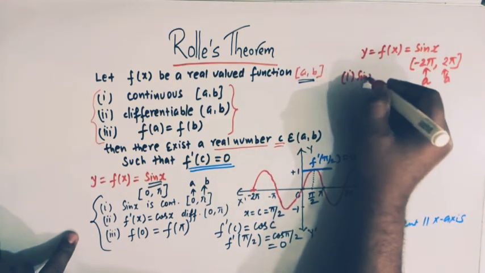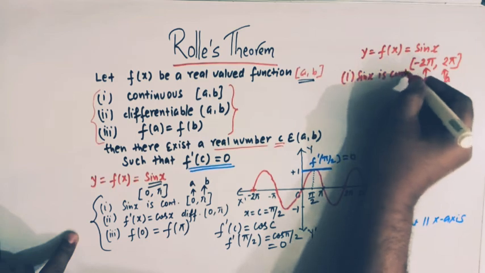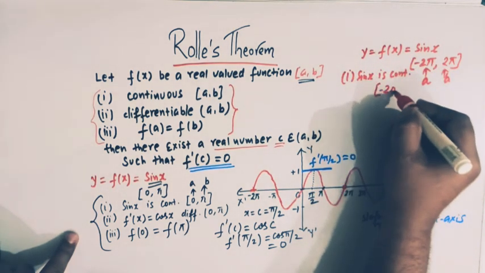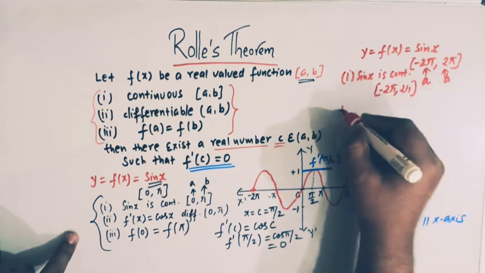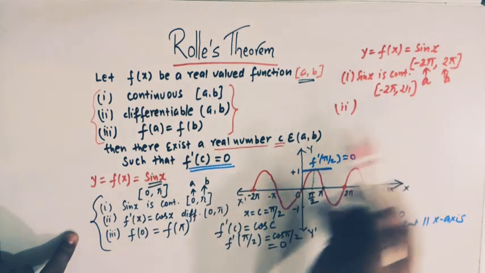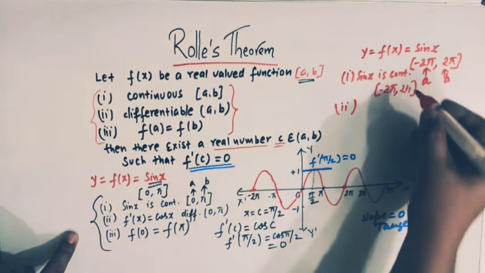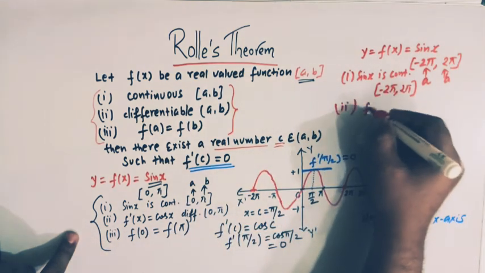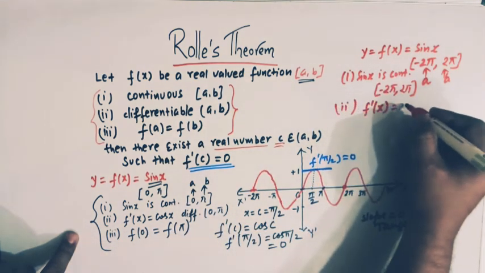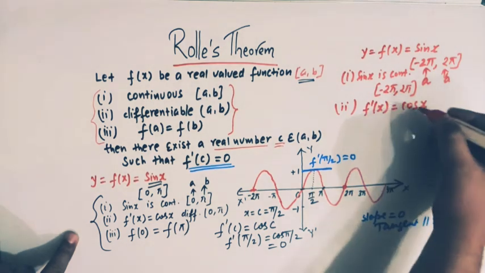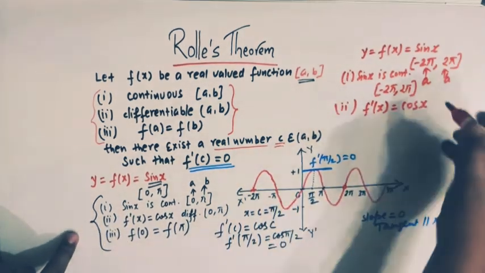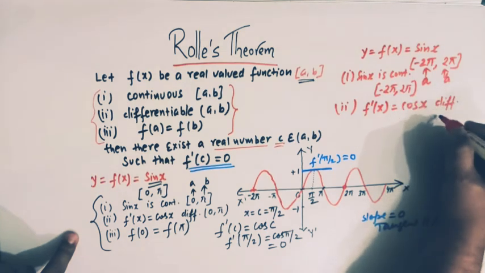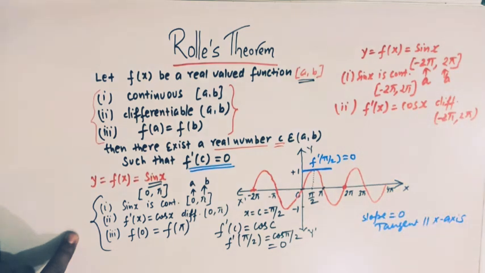So now in this case, again we can take sine x is continuous. Sine x is continuous in the interval minus 2 pi to 2 pi, and the derivative of sine x exists in the interval minus 2 pi to 2 pi. It means f prime of x is equal to cos of x. It means the function sine x is differentiable in the interval minus 2 pi to 2 pi, right?